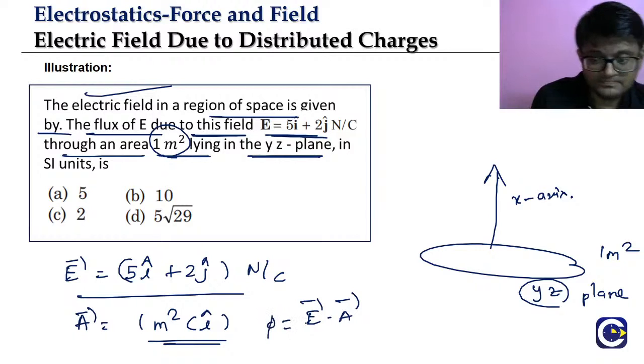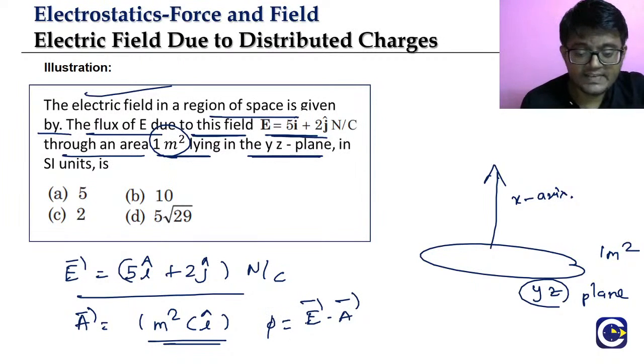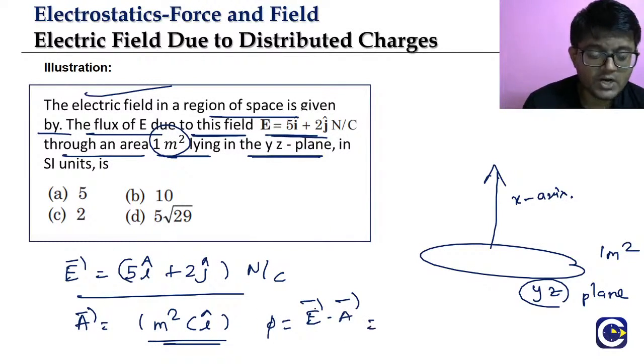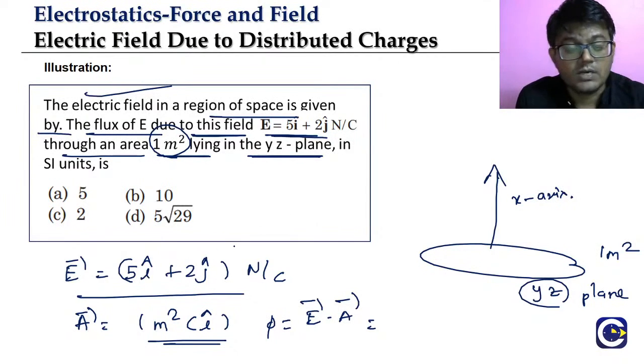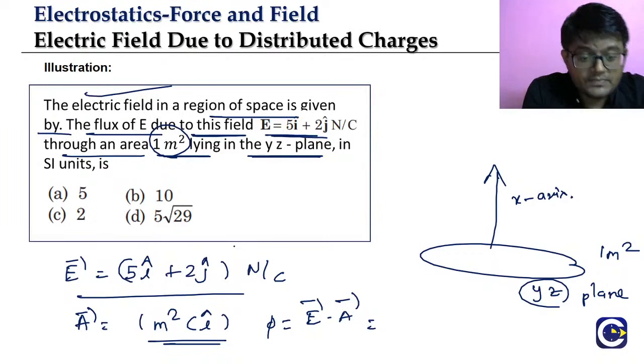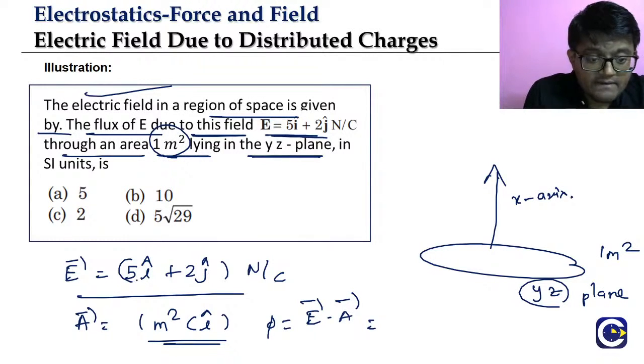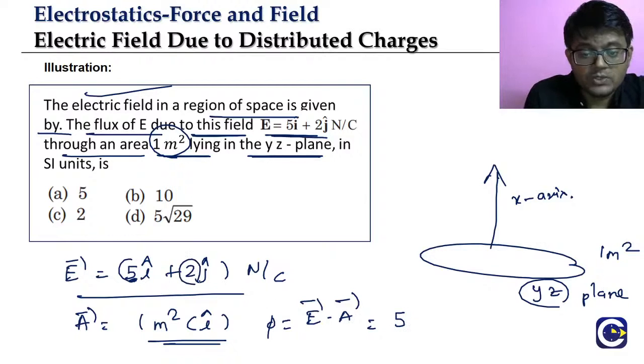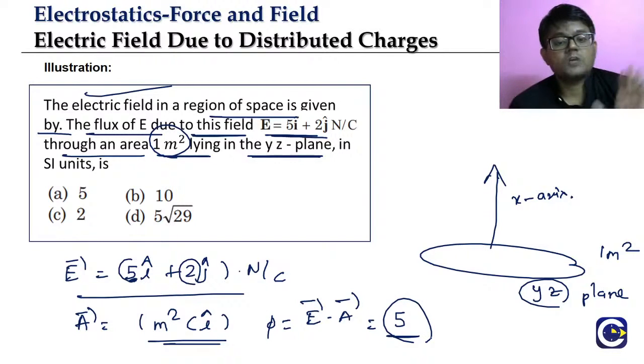This is case 1: uniform electric field, and the surface is flat. So case 1, E dot A. Now we have to do the dot product. Remember the concept of dot product? The dot product of two vectors is the product of the I components plus product of the J components plus product of the K components. Here we have an I component, and here also an I component, so 5 into 1 is 5. Here there is a J component 2, but here there is none, so 0. There is no K component in either. So only this 5 will come. That is the dot product.